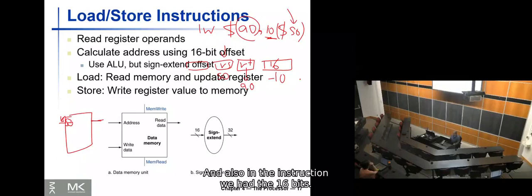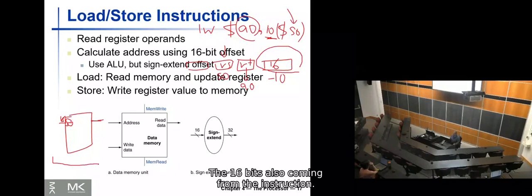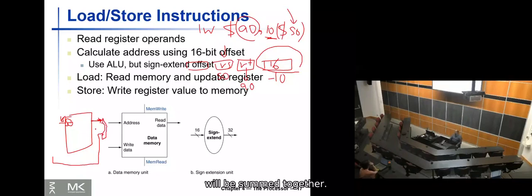And also in the instruction, we had these 16 bits. So this 16 bit also comes from the instruction. This value, S0, and this immediate value go to the ALU, and they will be summed together. What is this that is calculated? Offset plus base. What is this?